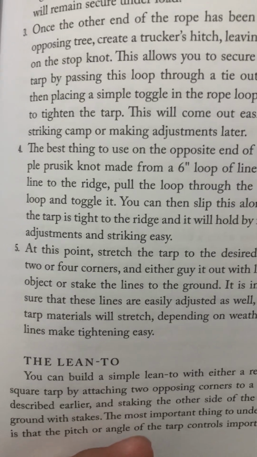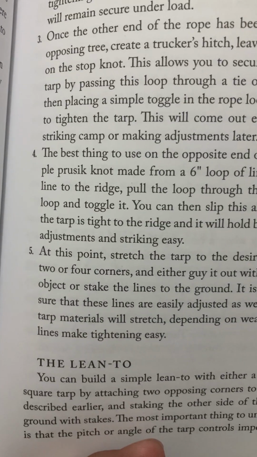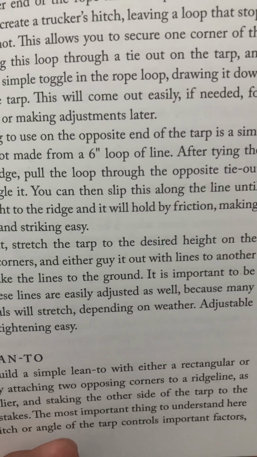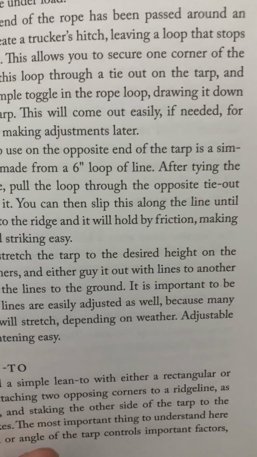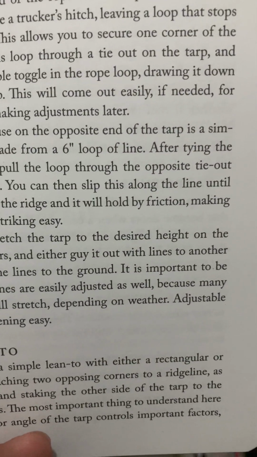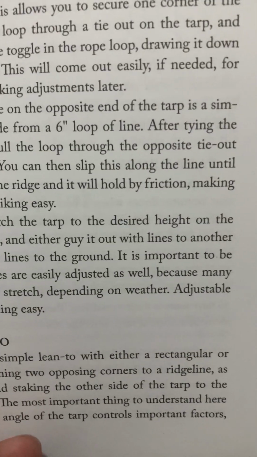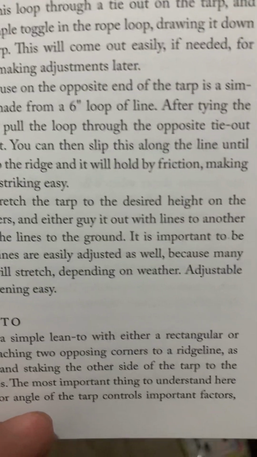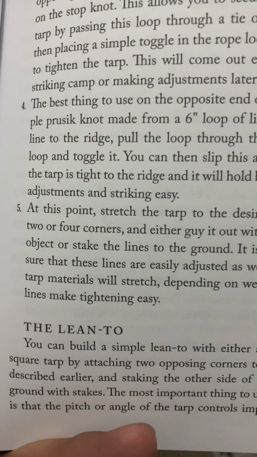Number 4, the best thing to use on the opposite end of the tarp is a simple prusik knot made from a 6-inch loop of line. After tying the line to the ridge, pull the loop through the opposite tie-out loop and toggle it. You can then slip this along the line until the tarp is tight to the ridge, and it will hold by friction, making adjustments and striking easy.